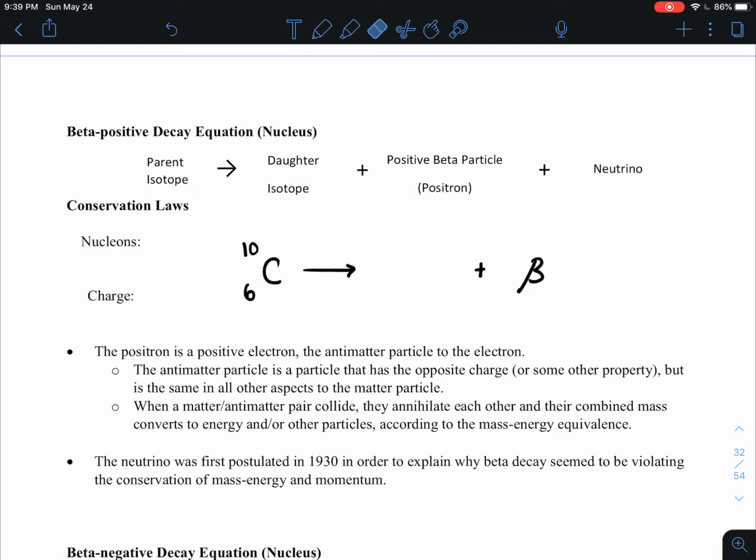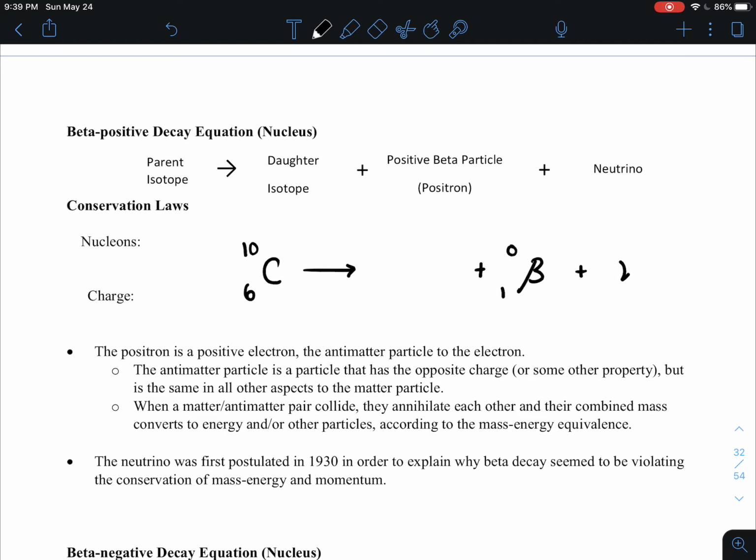Nope, I was right. It has a 0 because there's no nucleons. It's a beta particle, in other words, a positron. And a positron is not a proton, not a neutron, but it does have a charge of 1. So I'm still going to put a 1 down below because technically a positron is a positive 1 charge.